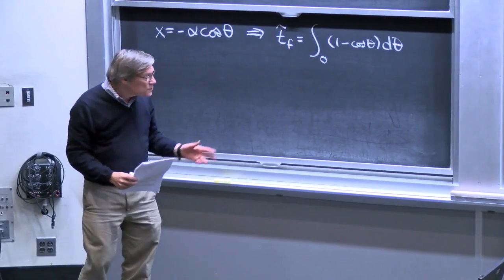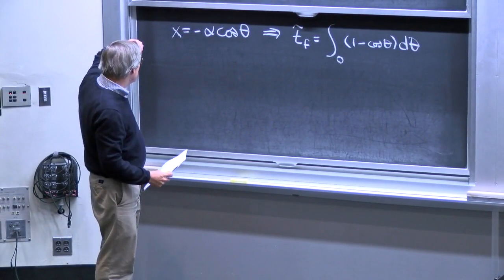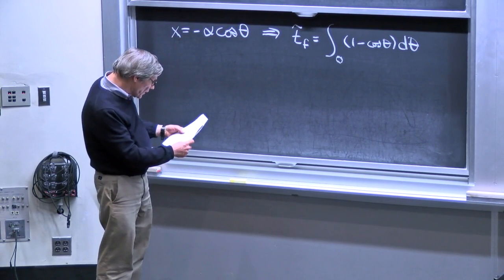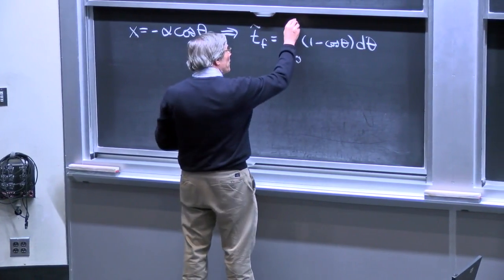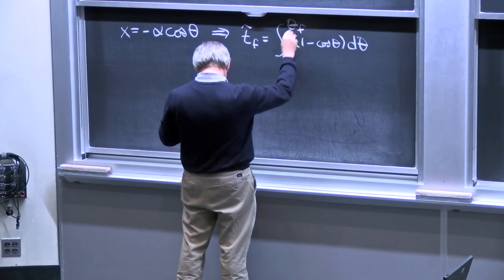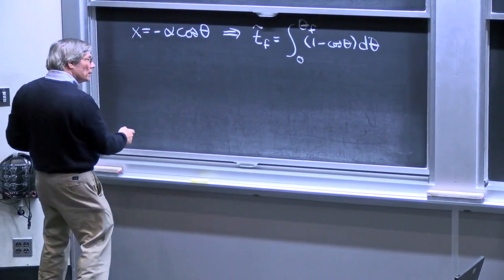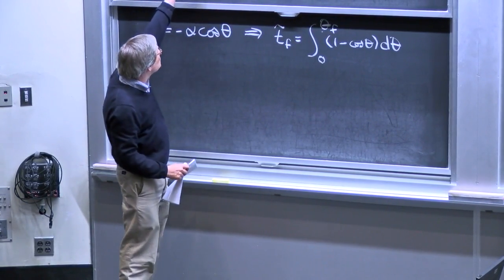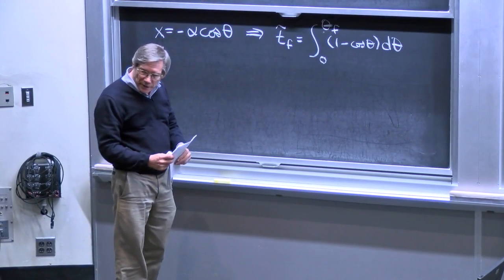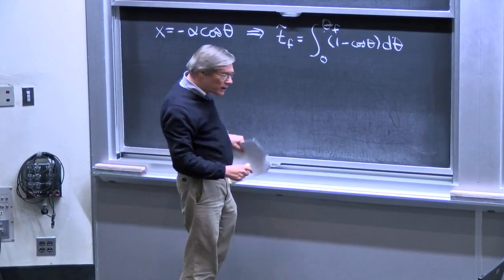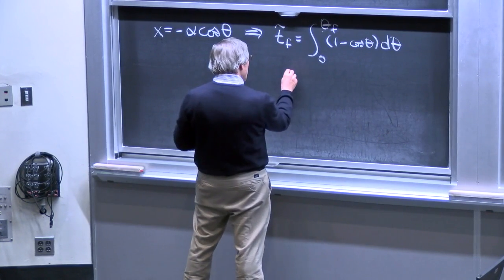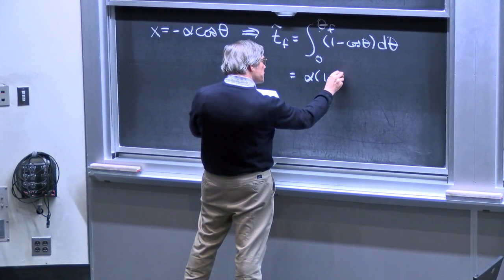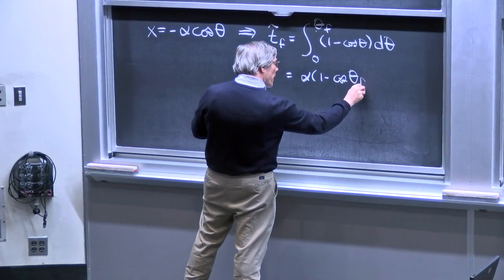And the final value is really just the value that corresponds to the final value of x, which is a tilde f minus alpha. For now, I'm just going to call it theta sub f. I'll leave it. Theta sub f is just determined as the value of theta that goes with the upper limit there. We'll figure out in a second how to write it more explicitly. Let me first do the integral just to get that out of the way. Doing the integral, you get alpha times 1 minus cosine theta sub f.